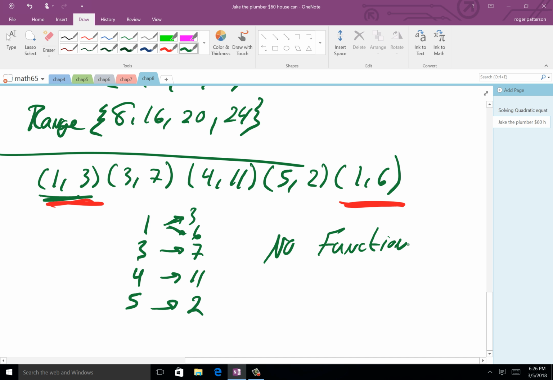We can't go to 2 numbers. It has to be a 1. Every number in the domain can only go to 1 number in the range. And that's it. All right, so that is not a function. That is a relation, but it's not a function.